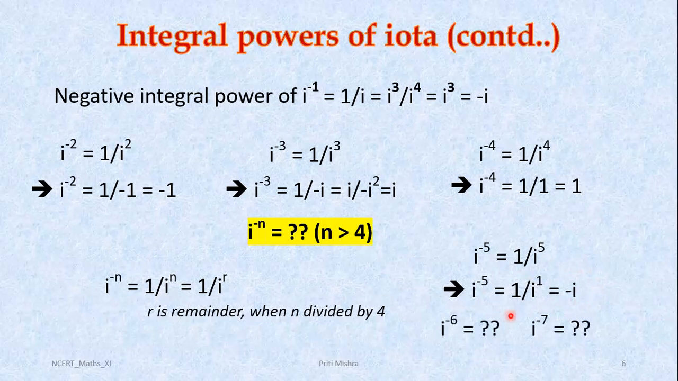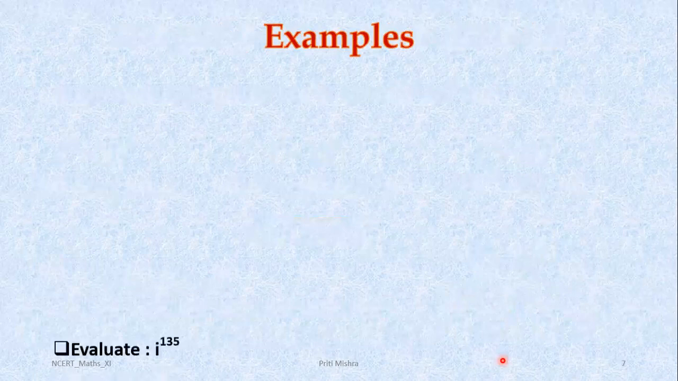So now you can find i raised to the power -6 and i raised to the power -7 with the direct remainder method. Okay. Now let's have some examples.